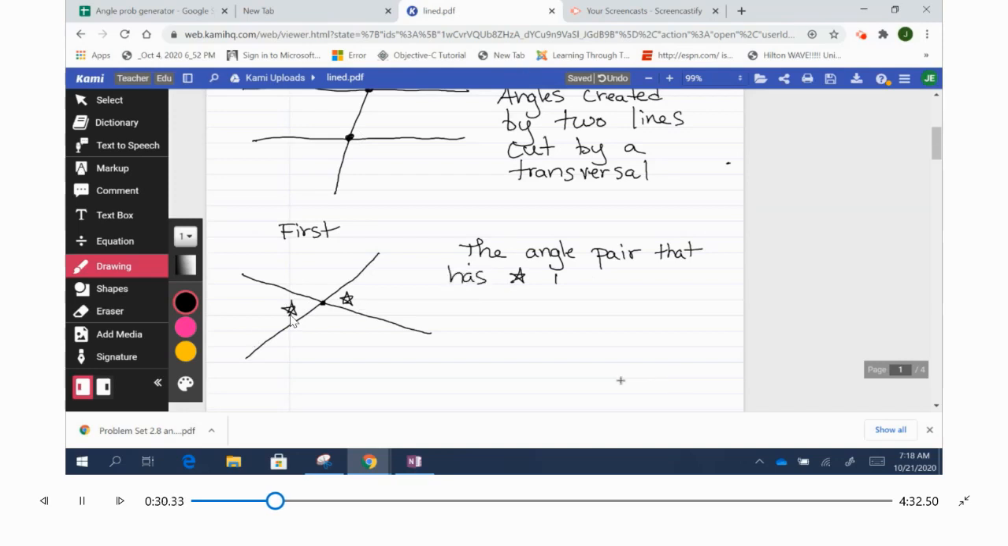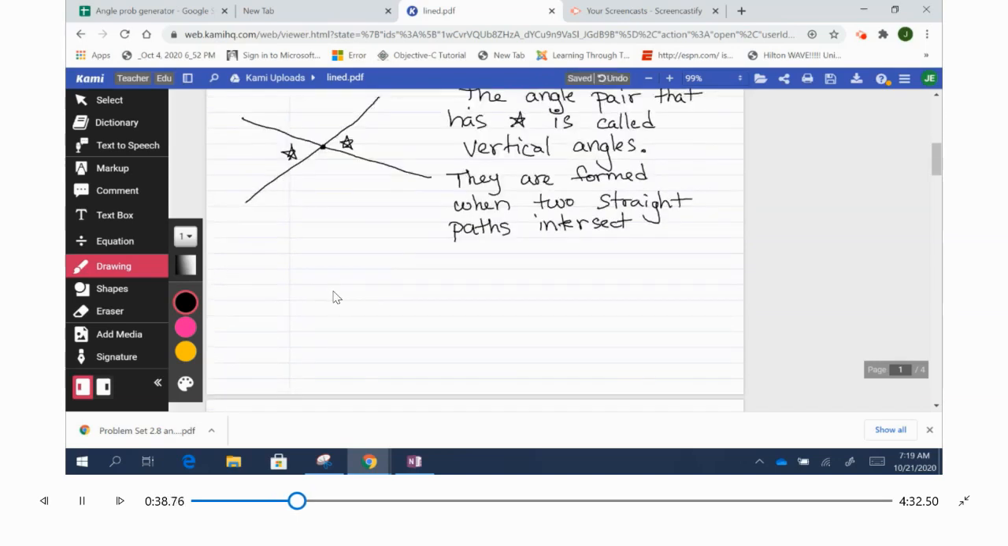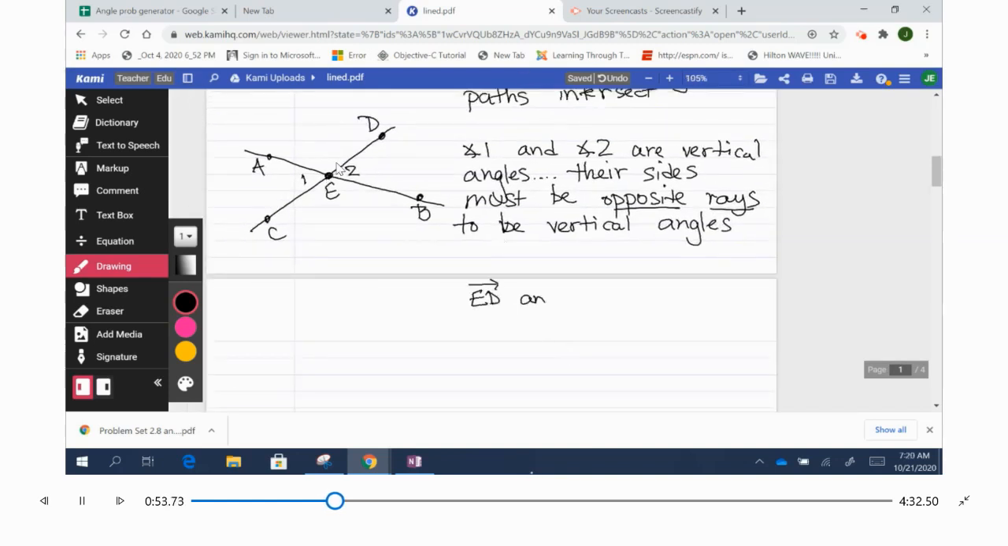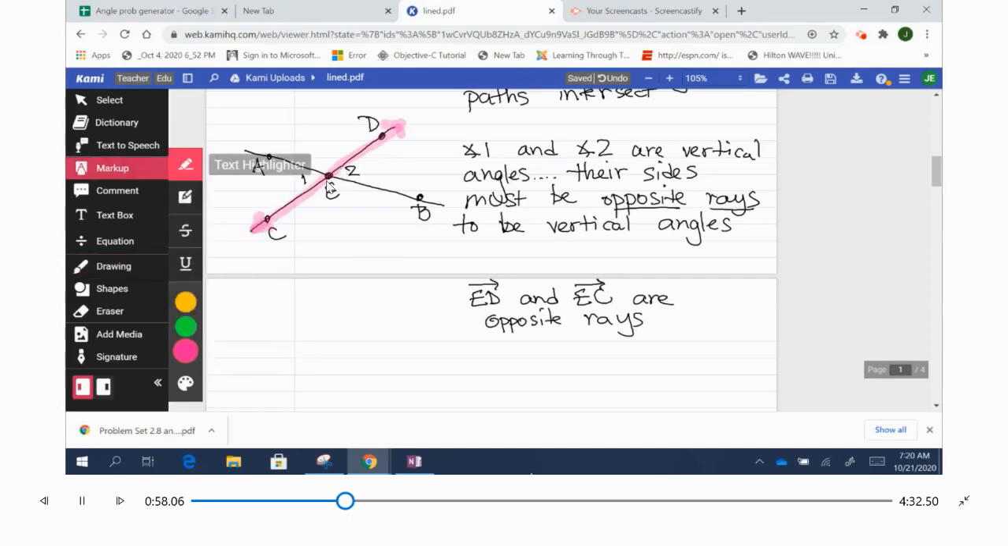First, you could anticipate vertical angles are going to happen quite often in this chapter. So when two lines intersect, the angles across from each other are vertical angles. So that's one angle pair that we're going to study. Something we're going to talk about is opposite rays. To be vertical angles, both sides have to be opposite rays.